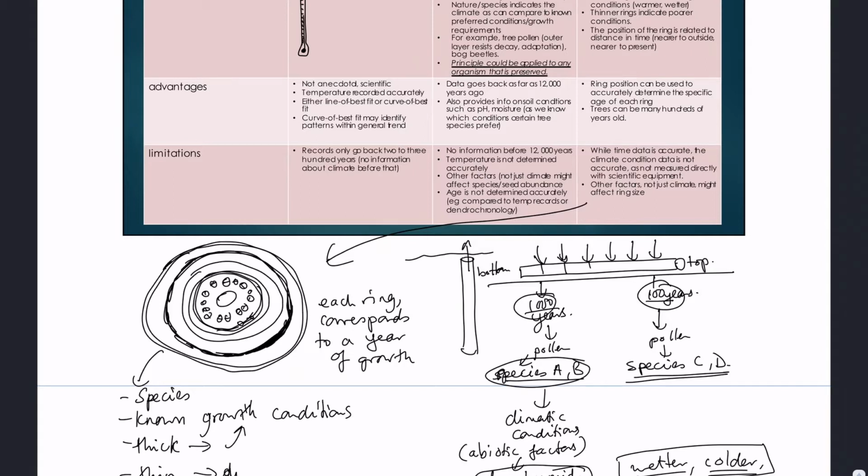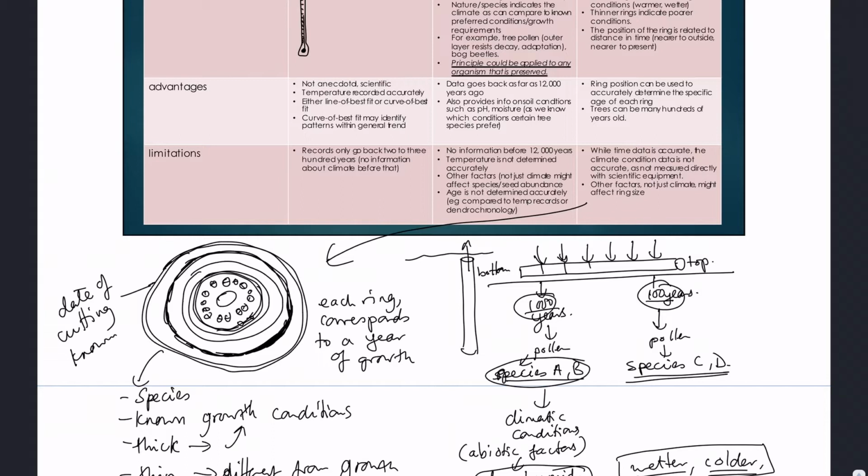So, different from ideal growth conditions. And whereas with pollen analysis we are effectively estimating how far back in time the depth corresponds to by using carbon dating, with tree ring analysis, as long as the date of the cutting is known, we can then extrapolate quite accurately how many years it has been, or the time period that is covered by the rings.